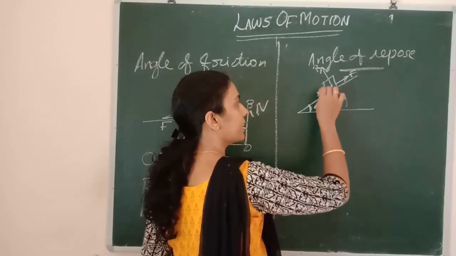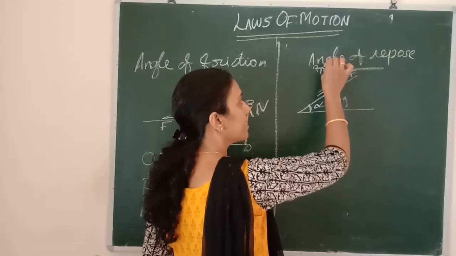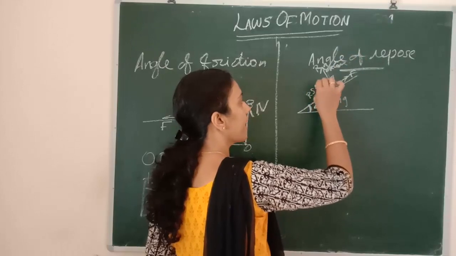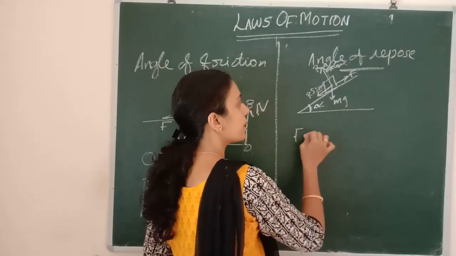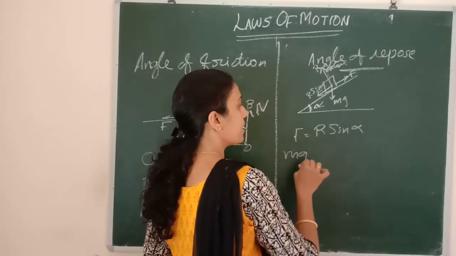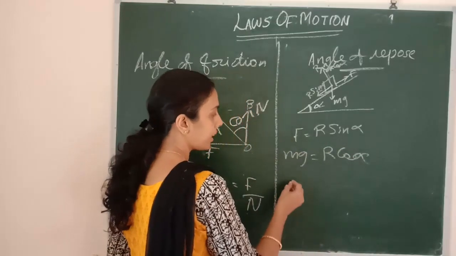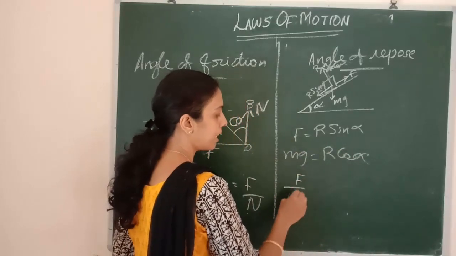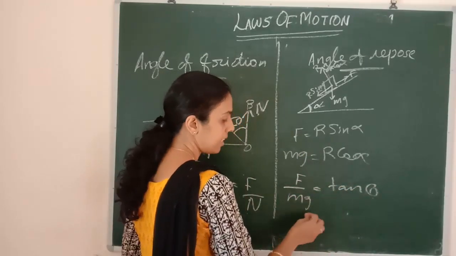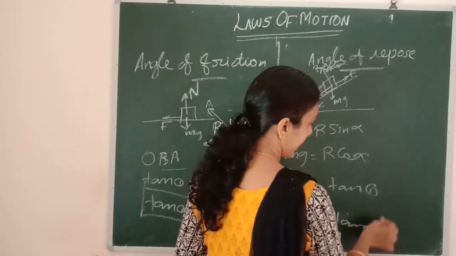So friction is acting in this direction, and here R is resolved into R cos alpha and R sin alpha, isn't it? So F is balanced by R sin alpha, and mg is balanced by R cos alpha. So we can find that F by mg is equal to tan alpha. What is this mg? That is the normal reactional force N, so F by N is equal to tan alpha.